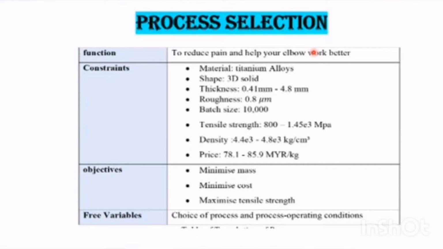Okay, after the material selection, we do the process selection. First of all, we do the translation process, which will list all of the function, constraint, objective, and free variables. The function is to reduce pain and help your elbow work better. This is the constraint, the objective, and the free variables, which are choice of process and process operating condition.